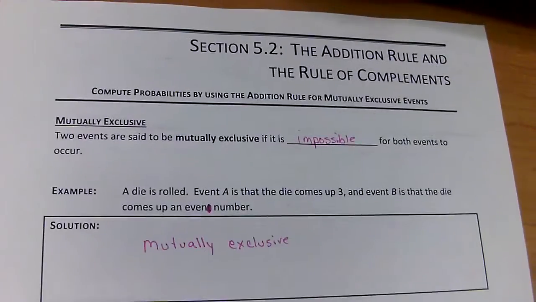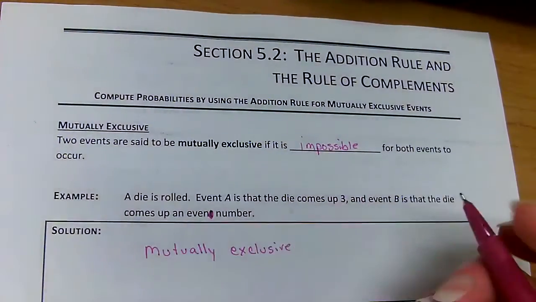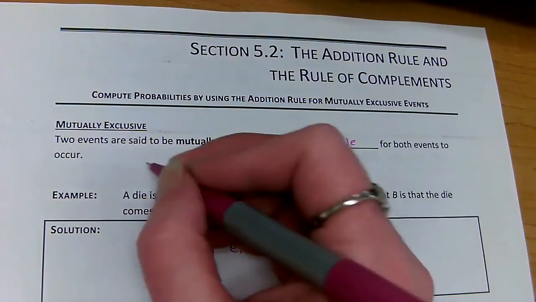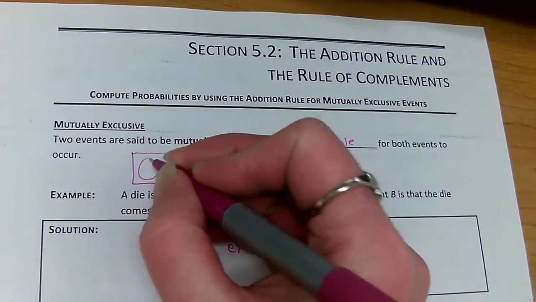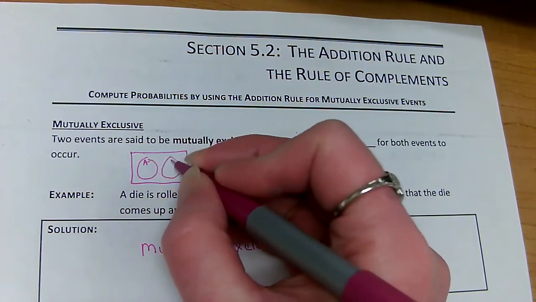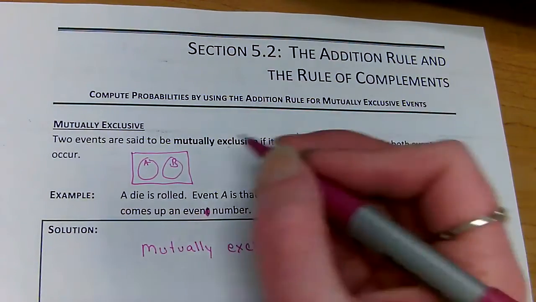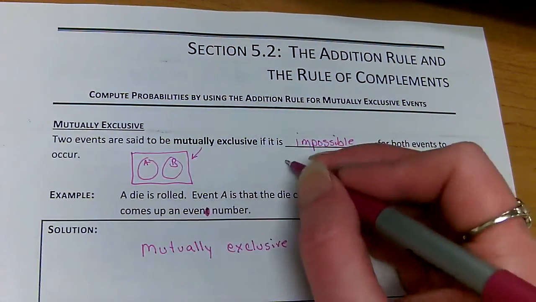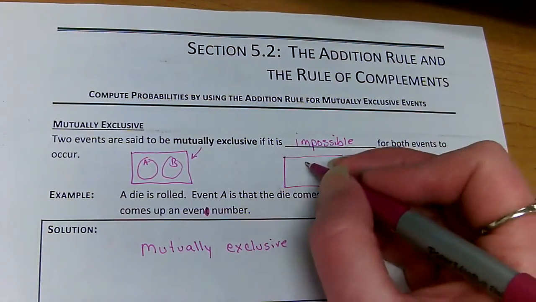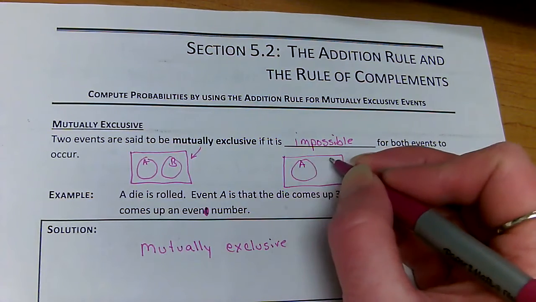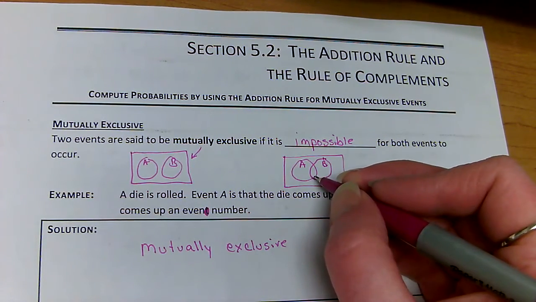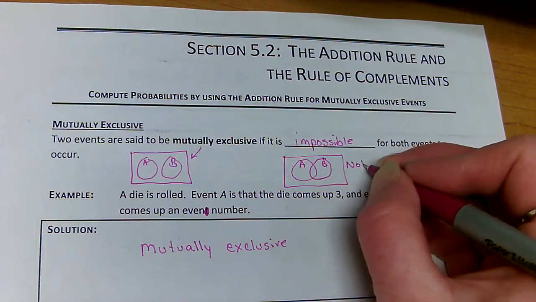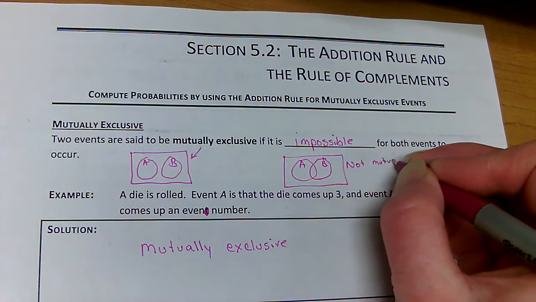And for thinking about these, if we're thinking about Venn diagrams, mutually exclusive would mean that event A is over here and event B is over here, and there's no overlap. That's mutually exclusive. If they're not mutually exclusive, you'd have A and B, and they have this overlap where they could both happen. This is the not mutually exclusive.